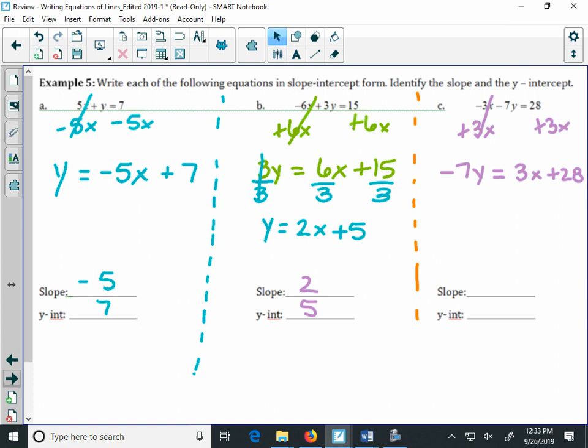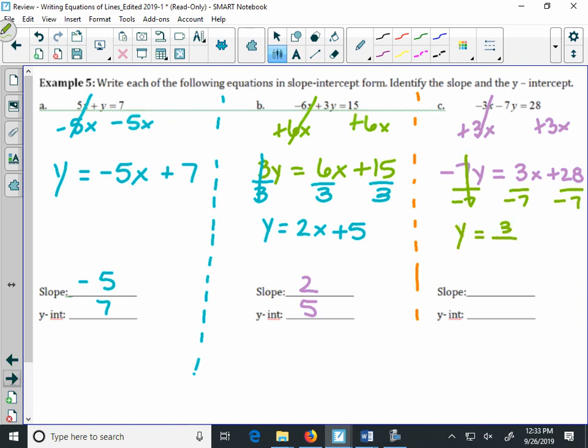What do we have left to do? We get y is equal to, again, you can leave it like this, totally fine. What's 28 divided by negative 7? 4. Y is by itself, so what is my slope and my y-intercept? If it's a negative, you can write it like that, or again, keep it like this, I don't really care. Both are fine. And what's my y-intercept?